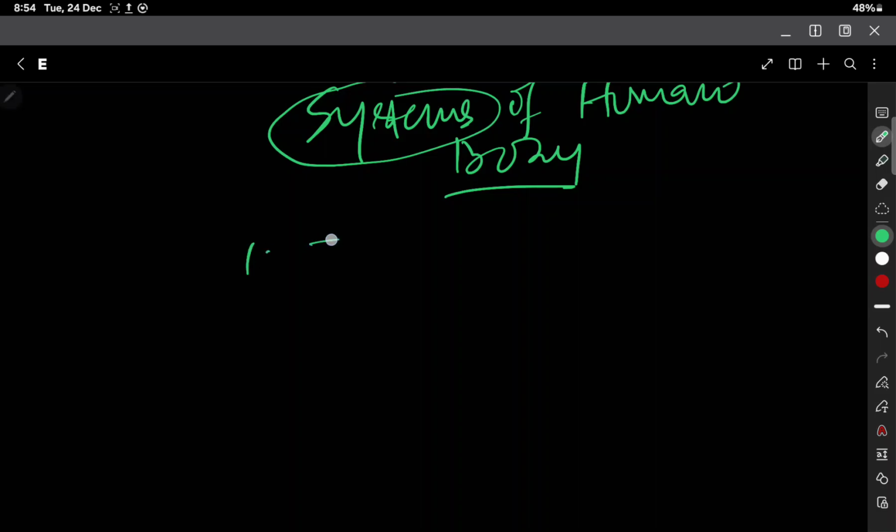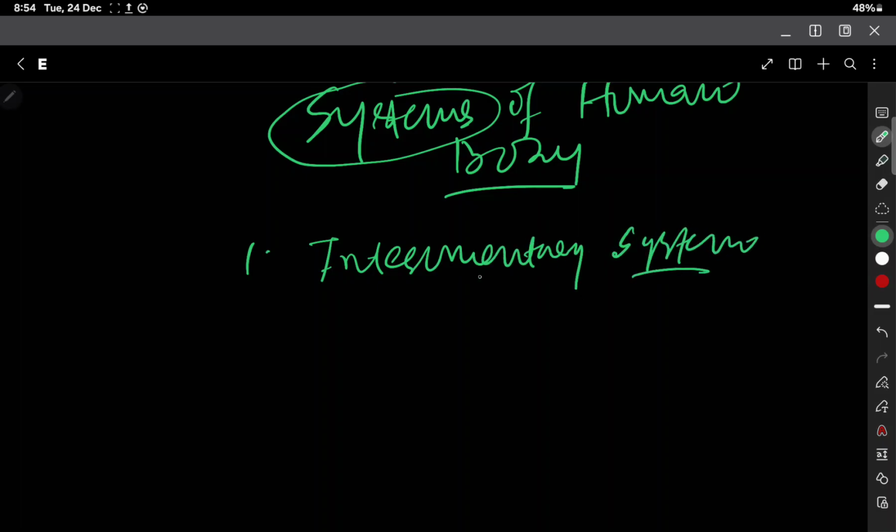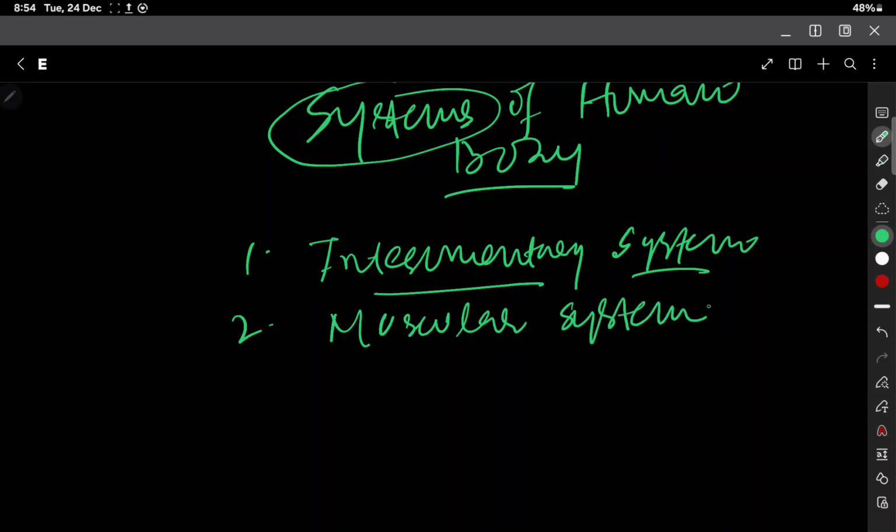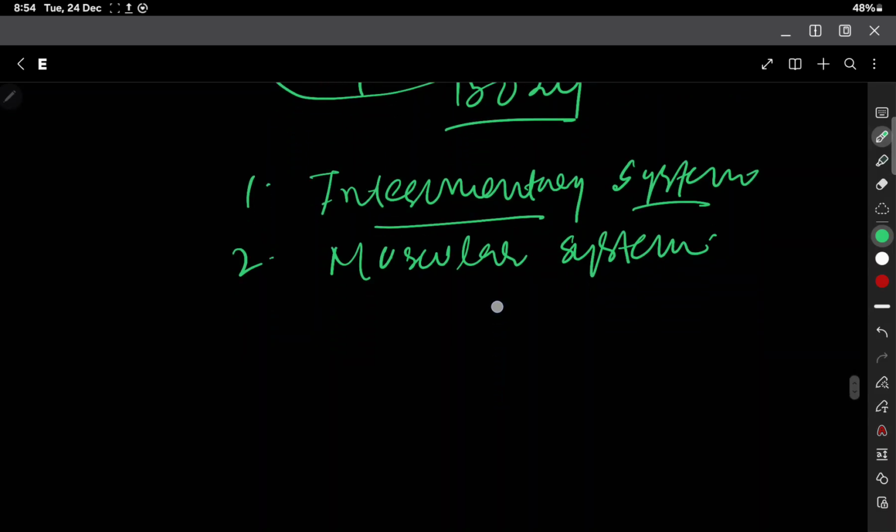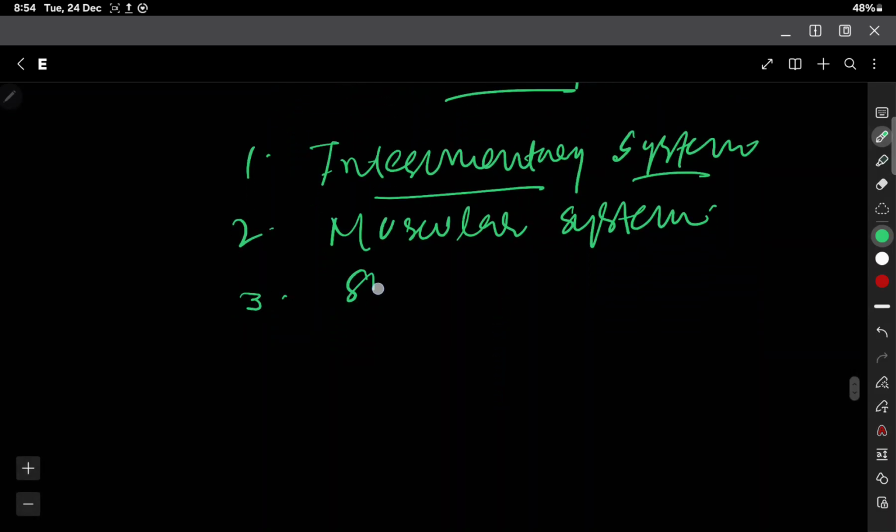Like for example, first is integumentary system, where we will be studying about the skin and its accessory glands. Okay, second one is muscular system. We will be studying about different muscles which are present in the human body. Then there is skeletal system, where we will be studying about the bones, like axial skeletal, appendicular skeletal. We will be studying about the skeletal system.